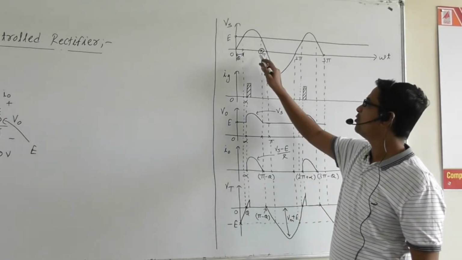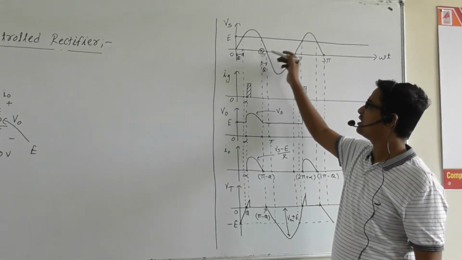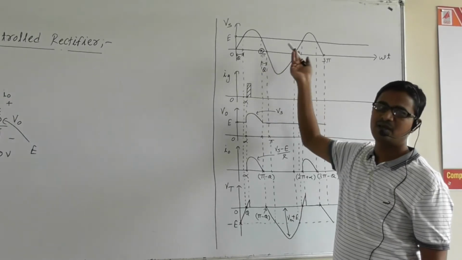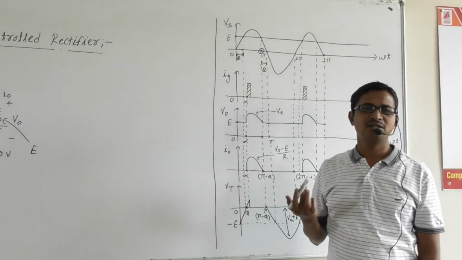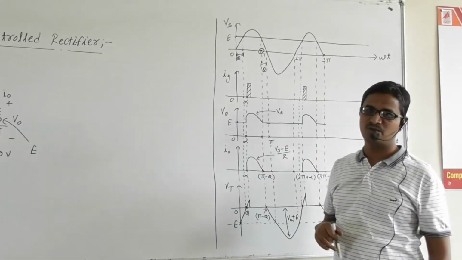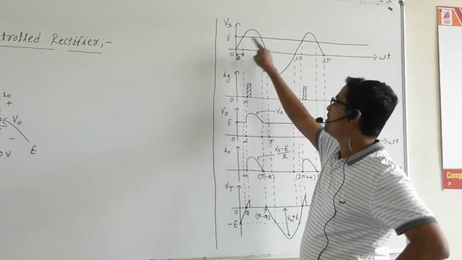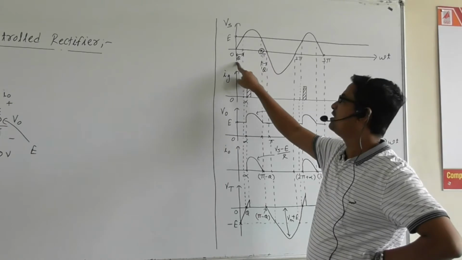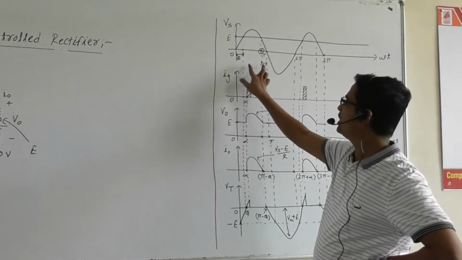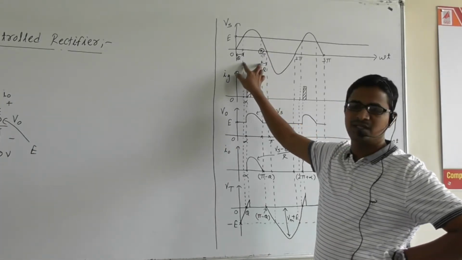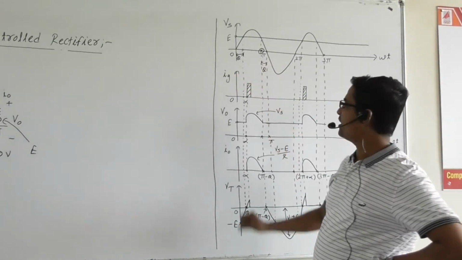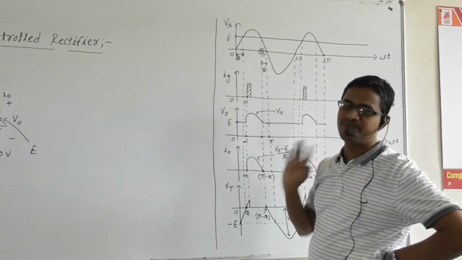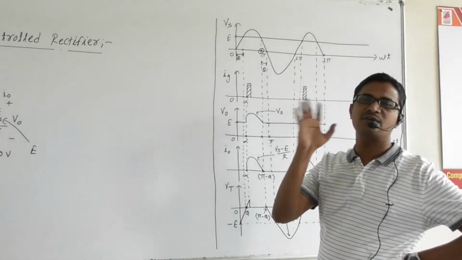And from omega t equal to pi minus theta till pi, VS is again less than E. VS less than E means the SCR is in reverse bias mode. Are you getting the point? While VS is positive, during the first interval the SCR is in reverse bias mode. Only during the interval theta to pi minus theta will the SCR be in forward bias mode, and again from pi minus theta to pi, the SCR will be in reverse bias mode.